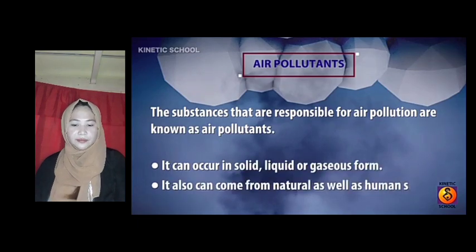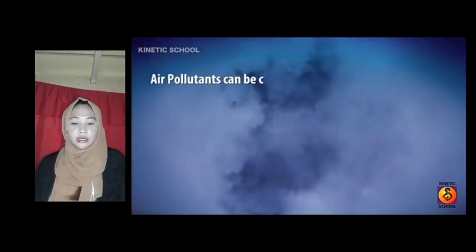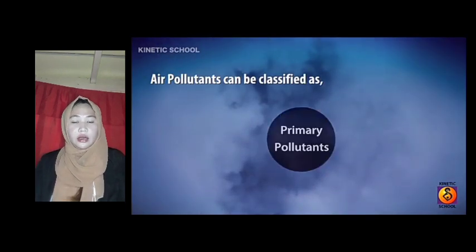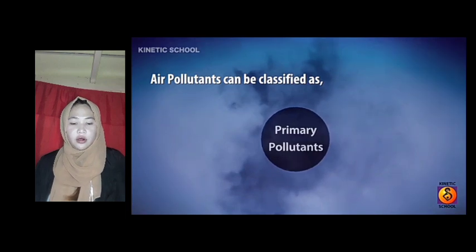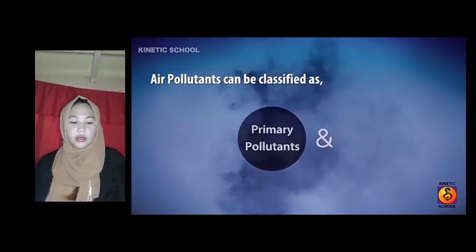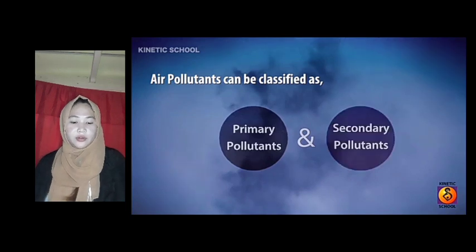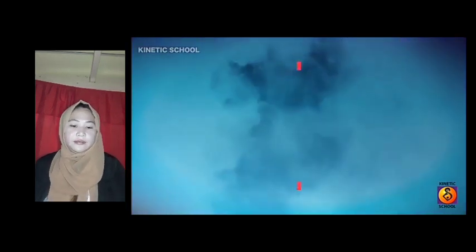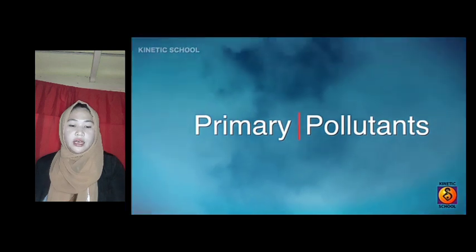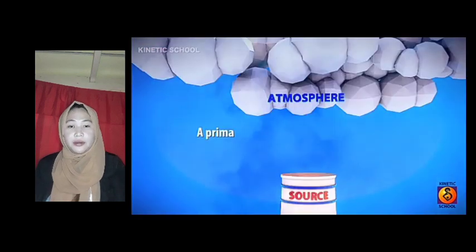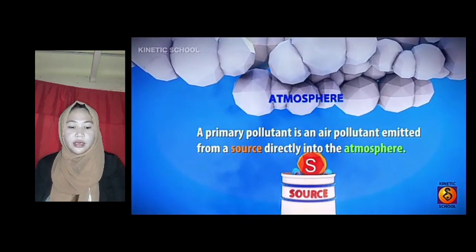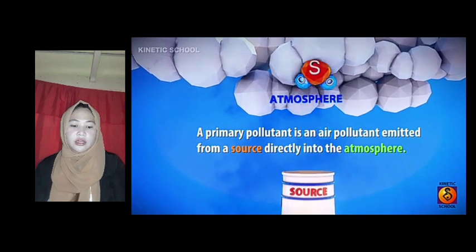Air pollutants. The substances that are responsible for air pollution are known as air pollutants. They can occur in solid, liquid, or gaseous form. They can also come from natural as well as human sources. Air pollutants can be classified as primary pollutants and secondary pollutants.